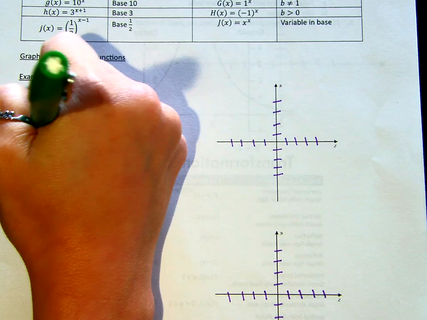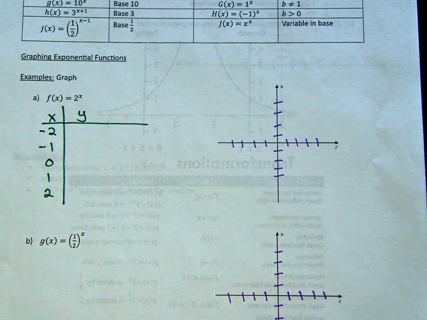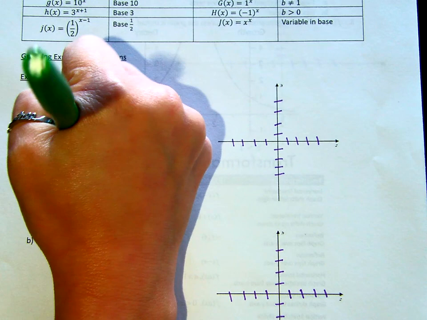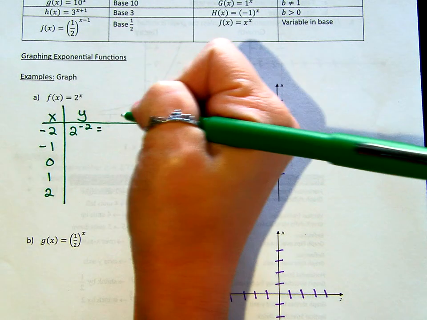All right, so let's do -2, -1, 0, 1, and 2. Well, this would be 2 to the -2. So we're going to have to remember what happens with negative exponents. Does anybody remember?